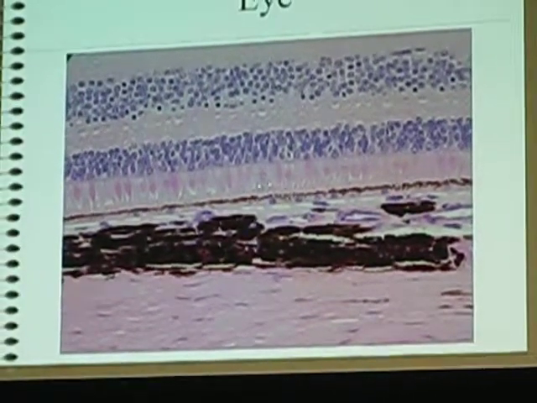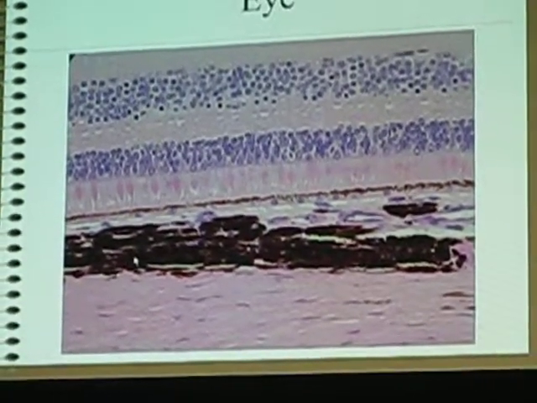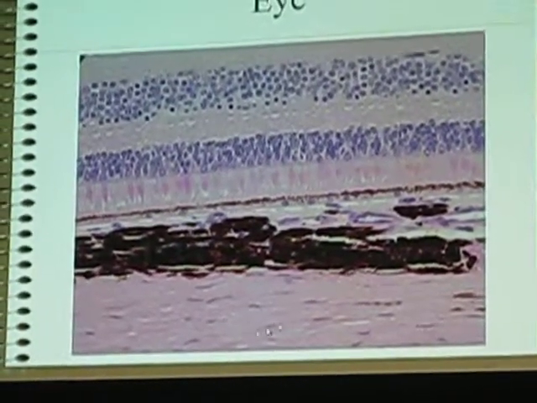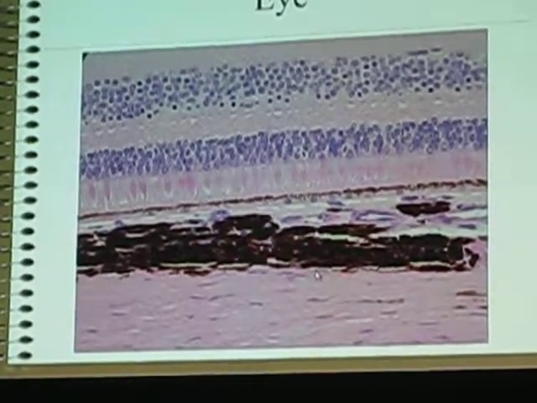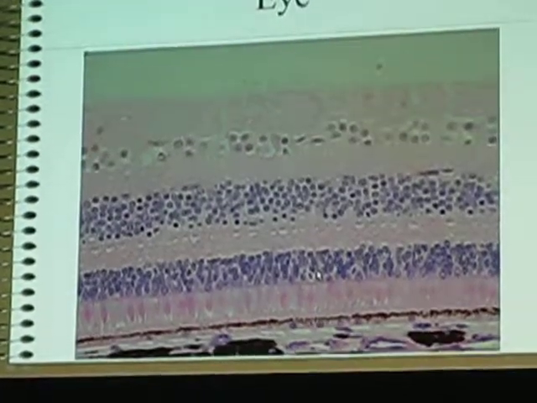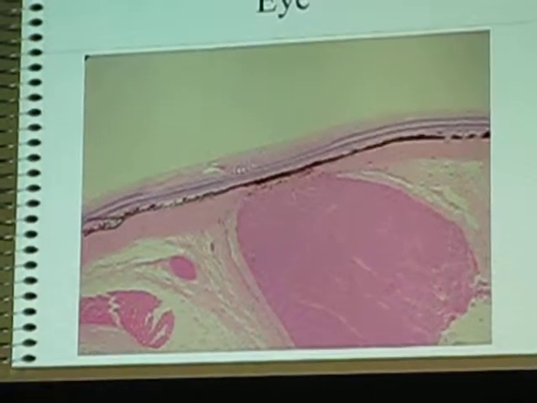Then right again, under the rods and cones, you have a thin layer of melanin. That's the pigmented layer of the retina. The thick layer of melanin is the choroid, and then outside of that is the sclera, just like we saw on low power. Okay, here it is on low power.